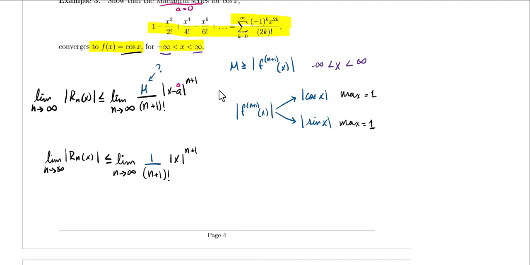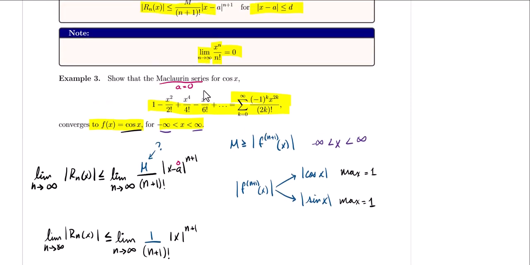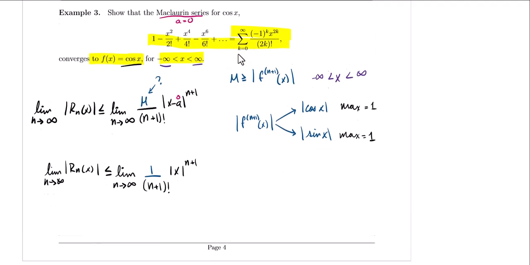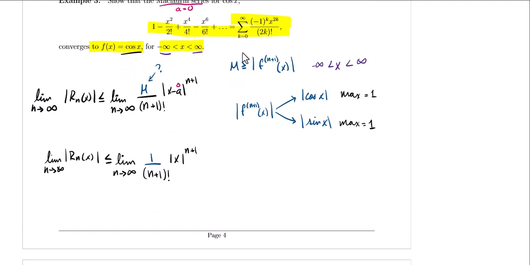Okay, now this one here looks like a tricky limit. However, we have a special limit defined here that tells us that the limit as n approaches infinity for x to the n over n factorial is just 0. And that's precisely what we have here. We have the absolute value of x raised to, this time around, the n plus 1, but it's not going to change anything, divided by the n plus 1 factorial. And this one here is a special limit, which is 0.